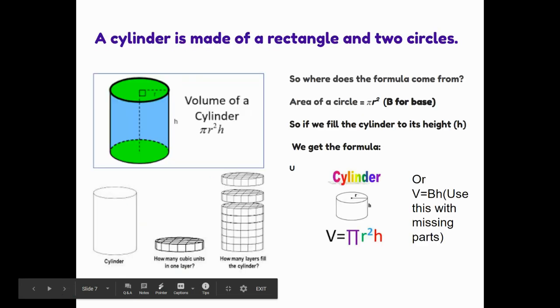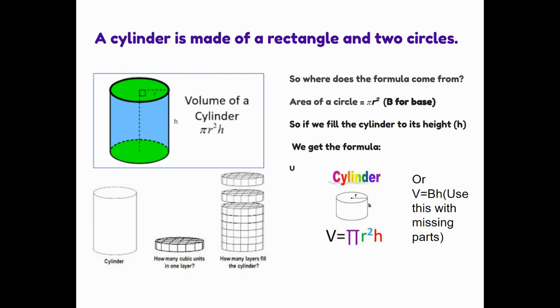All right, so a cylinder is made of a rectangle and 2 circles. If you look at the picture, it's showing you it's stacking units, it's stacking layers. So where's the formula come from? Well, if you look at what we have to stack a circle. And the area of a circle is pi r squared. That's where that capital B is used. And that's where the pi r squared is used if you use the other formula. So if we fill a cylinder to its height, we get the formula. We take its base and we're multiplying it by its height. So it's like you've got one sheet of paper and you're stacking 7 or 8 more.